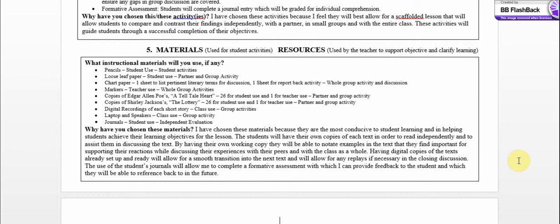And the reason I want to do that is I don't want to overwhelm them with a lot of writing. I want us to be able to just do a quick report back activity where we can list the most important information. Markers, I will need markers for my own use as we do the whole group discussions.